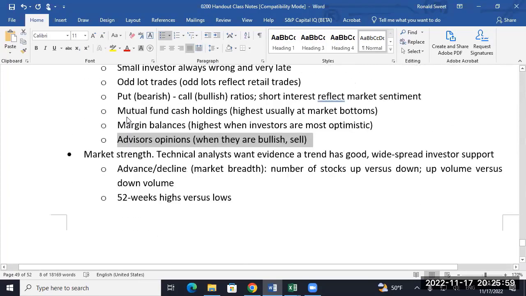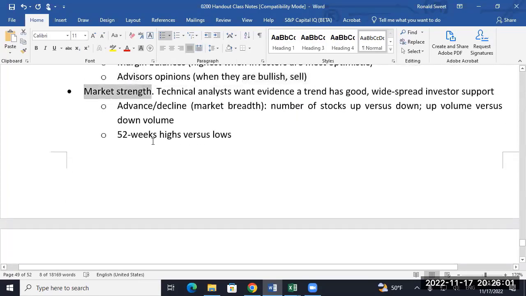So market strength, you can't use this for individual stocks, but it does work very well for markets themselves. So how much breadth or how much strength does the market have? So 1998 is the perfect example.